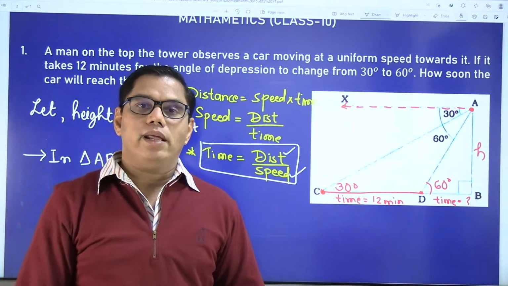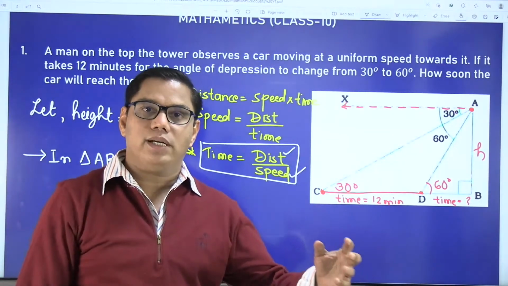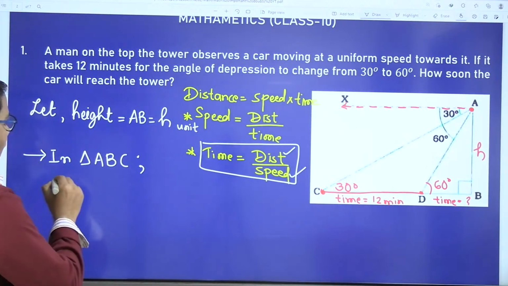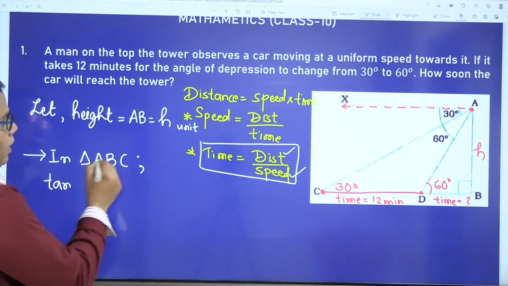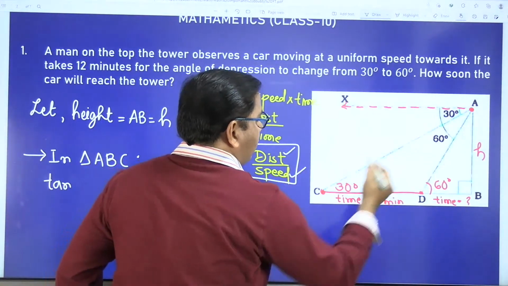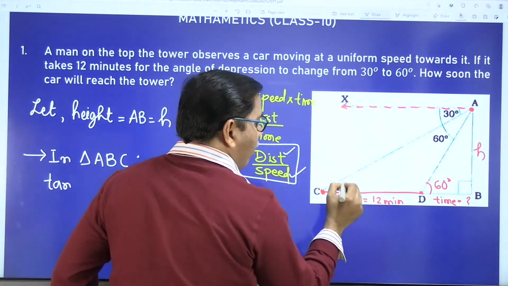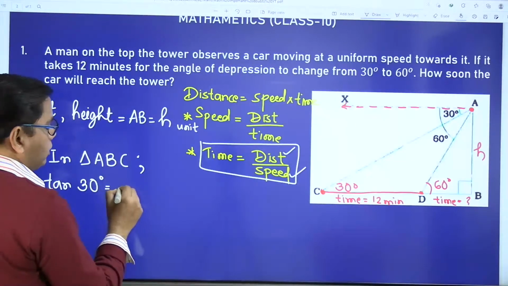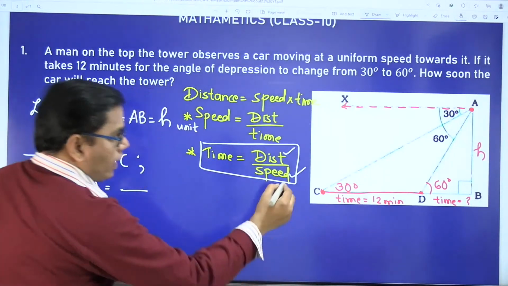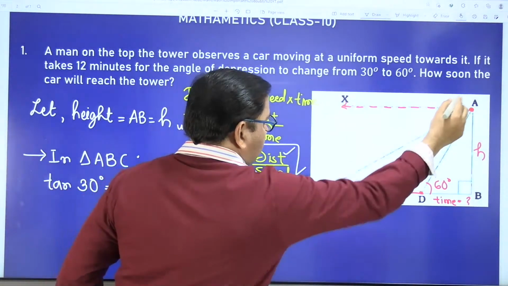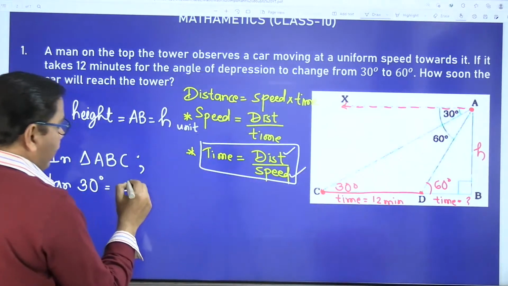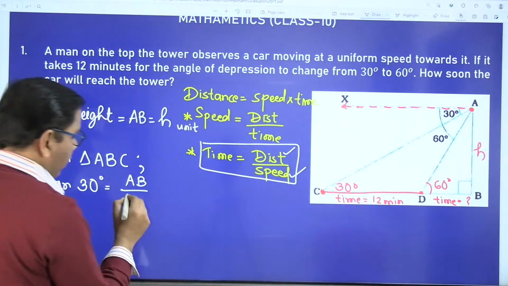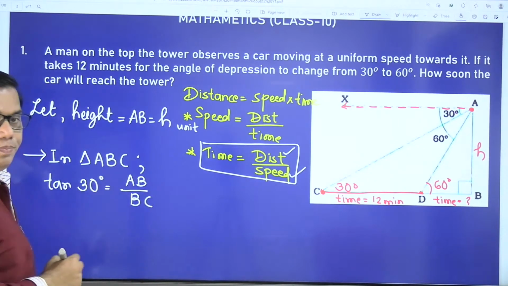So which trigonometric ratio makes use of the opposite side and the adjacent side? So yes, the trigonometric ratio is tan. So in triangle ABC, in this bigger triangle ABC, I have this angle as 30 degree. So tan of 30 degree. Tan means opposite side upon the adjacent side. So the opposite side to 30 degree in triangle ABC is which side? It is side AB. And what about the adjacent side? The adjacent side is what? BC.